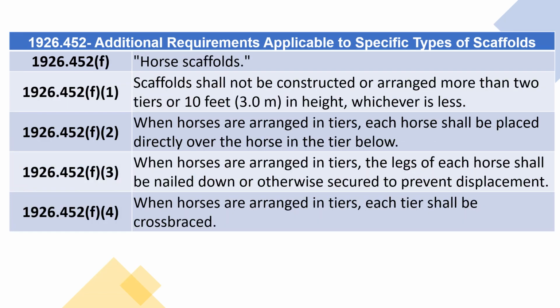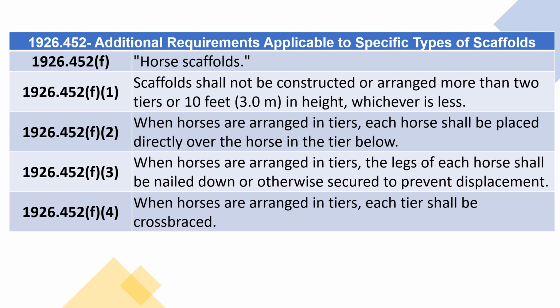1926.452 F. Horse scaffolds. 1926.452 F1. Scaffold shall not be constructed or arranged more than 2 tiers or 10 feet, 3.0 meters in height, whichever is less. 1926.452 F2. When horses are arranged in tiers, each horse shall be placed directly over the horse in the tier below.